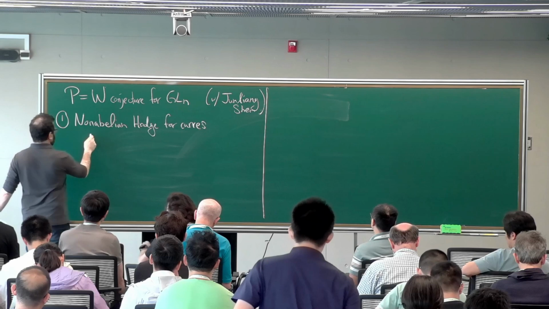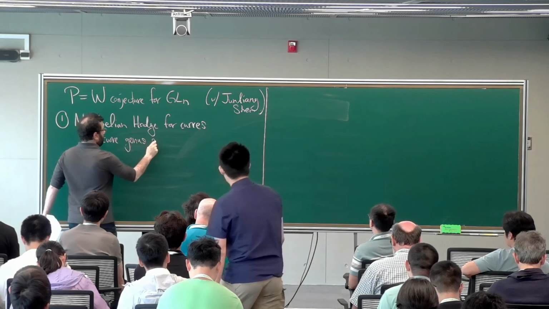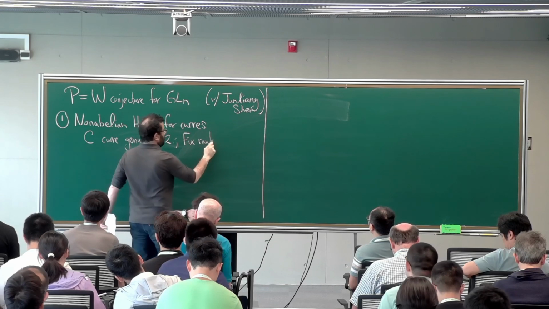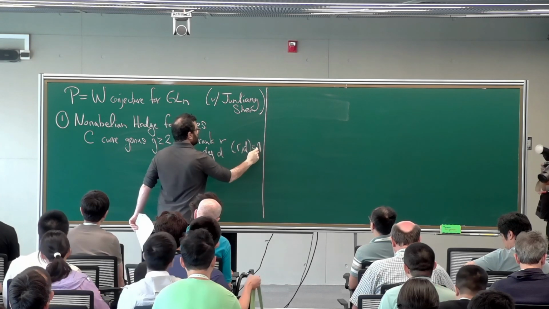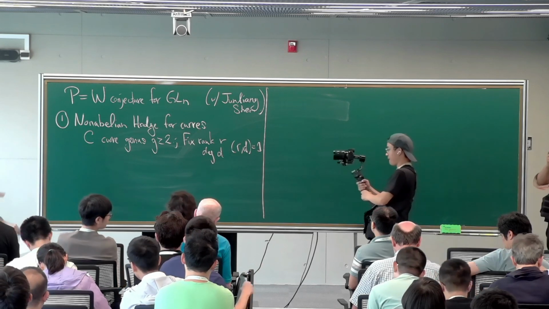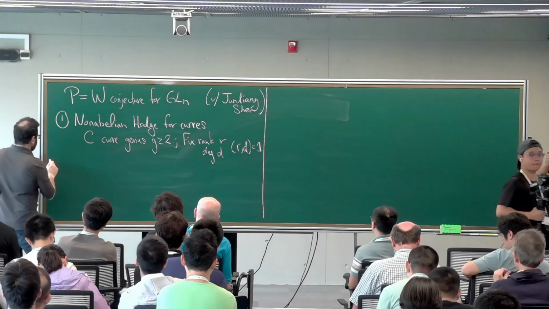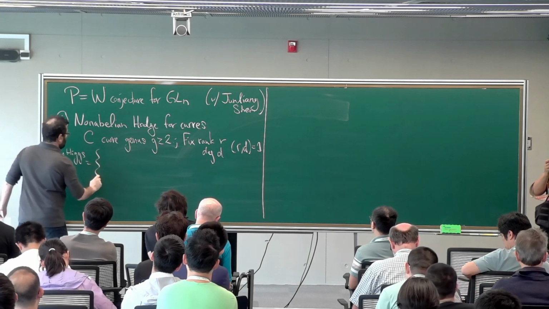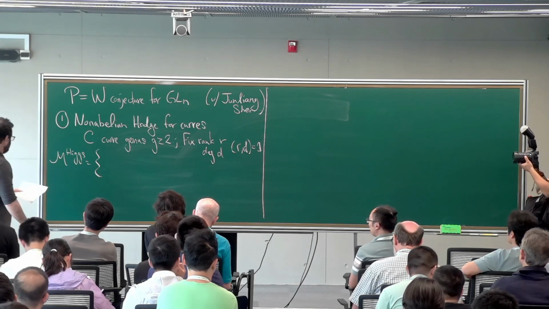So first, let me just fix notation for this talk. C is going to be a curve, usually of genus greater than or equal to 2. And I'm going to fix a rank and a degree, which will be coprime. And so the non-abelian Hodge correspondence, at least the version I'm going to use, involves two different moduli spaces associated to this curve. The first moduli space is what's called the moduli space of Higgs bundles, which is some kind of algebraic moduli space of algebraic gadgets associated to the curve.